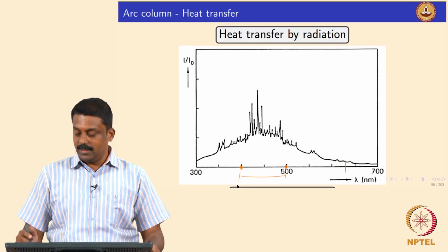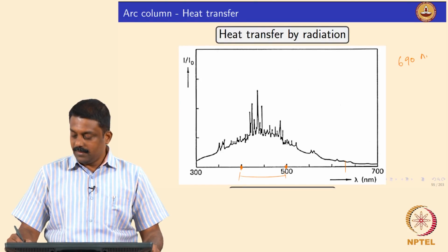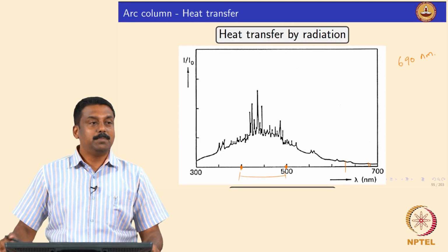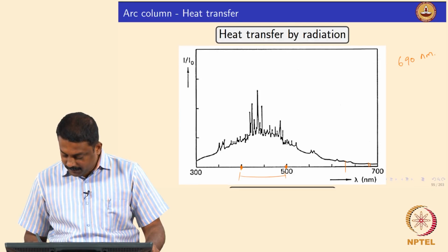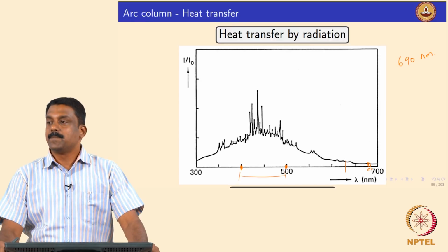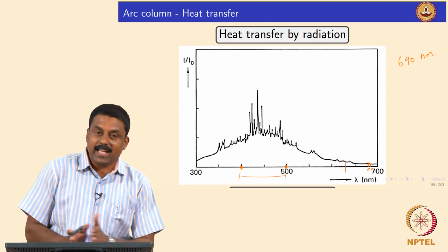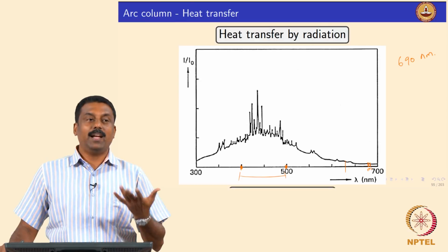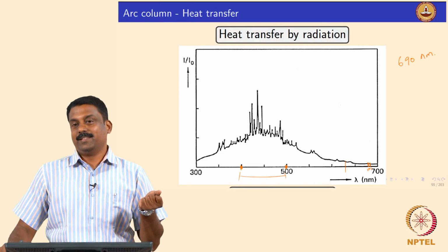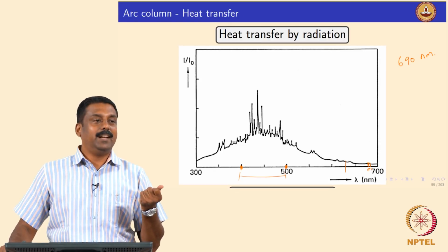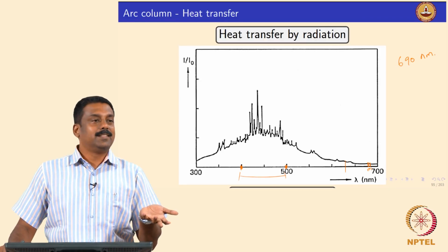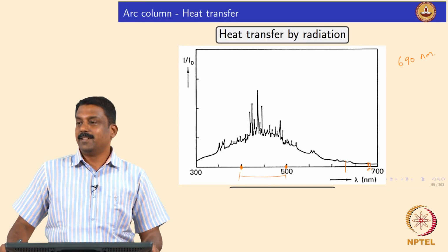Suppose I use a 690 nanometer band pass filter. This band pass filter will allow only the wavelength coming from 690 nanometer. That means I would mask the entire arc, so I can look at only the weld pool, for example. Otherwise the arc is so bright I won't see anything, isn't it?